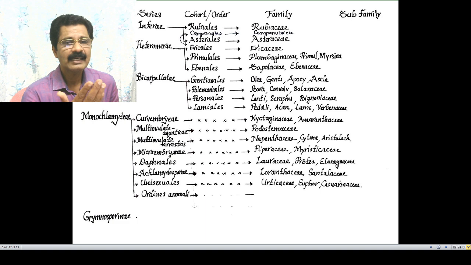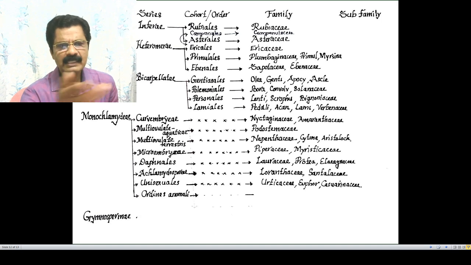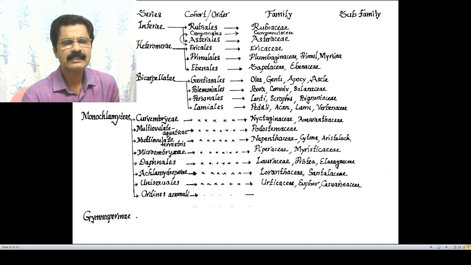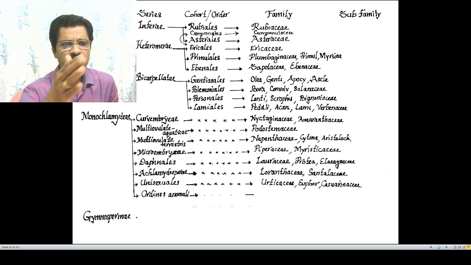Microembryae, for example Piperaceae, Myristicaceae. Daphnales: Lauraceae, Elaeagnaceae. These are the families that come under Daphnales. I will give you some examples. Achlamydosporae: Loranthaceae, Santalaceae. Unisexuales: Urticaceae, Euphorbiaceae, Casuarinaceae. These are the families that come under Unisexuales.